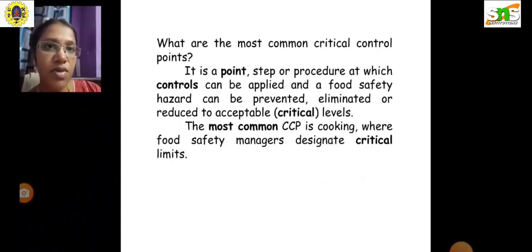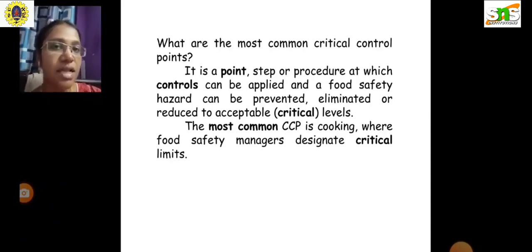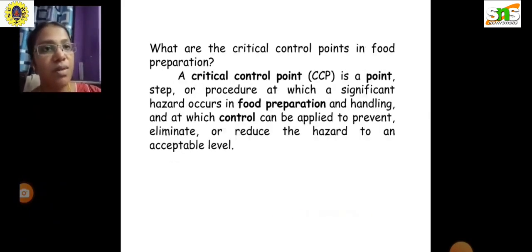So what are the most common critical control points? It is a point, step or procedure at which controls can be applied and a food safety hazard can be prevented. The most common critical control point is cooking, where the food safety managers will designate the specified control limits.